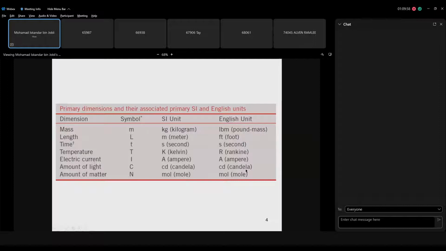It's quite rare that we use electric current, and even rarer that we use the amount of light. Amount of matter and light, we use them in thermodynamics, but not so much in fluids. So that is why I'd like you to give your fullest attention to mass, length, time, temperature, because as far as your exercises are concerned, I think they will just be within this group.